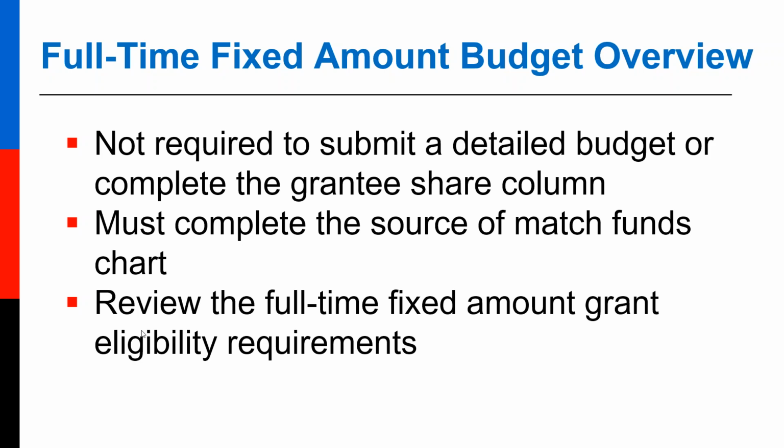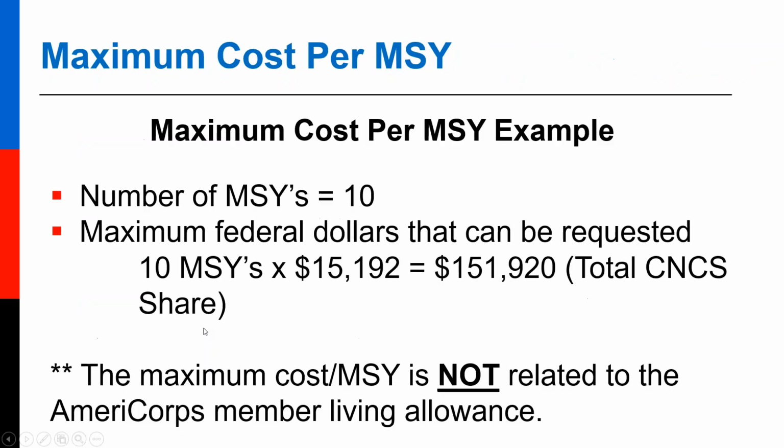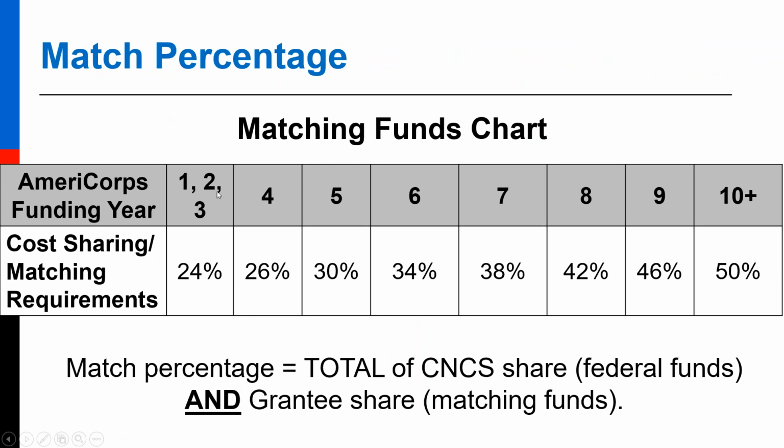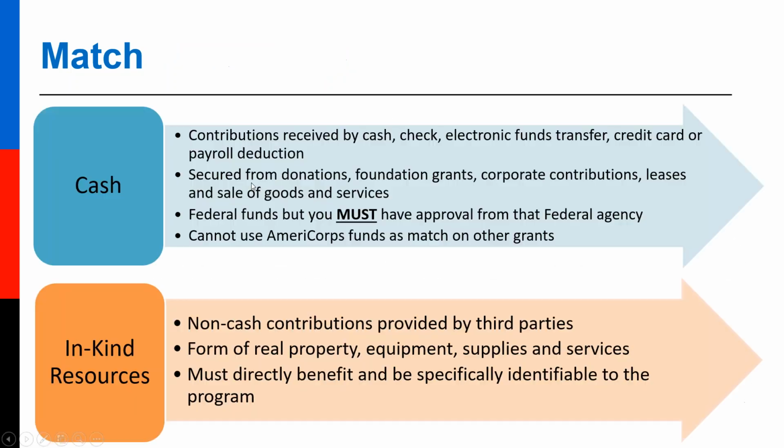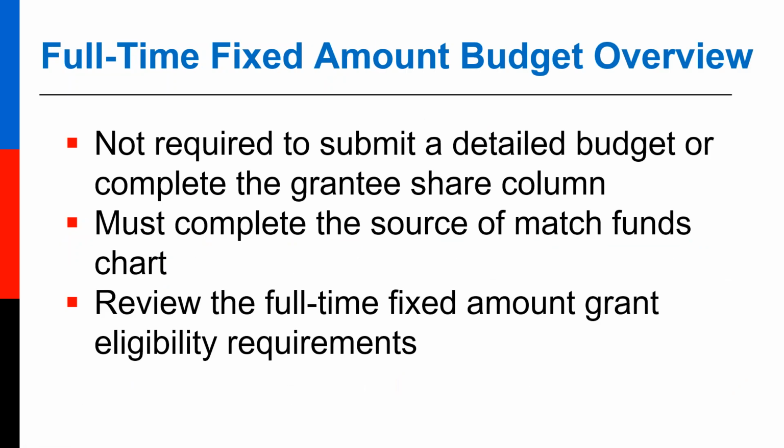So for instance, at 24%, the grantee will pay 24% and CNCS will pay up to 76%. Yes, so CNCS will pay up to 76% and your program would need to match at a minimum of 24%, and that's either cash or in kind. And that's only for years 1 to 3. So I'm just gonna back the PowerPoint up a second. So it increases every year that your program is funded. So years 1 to 3 is 24%, and it goes all the way up to 50% by year 10. All right, great questions y'all are asking.